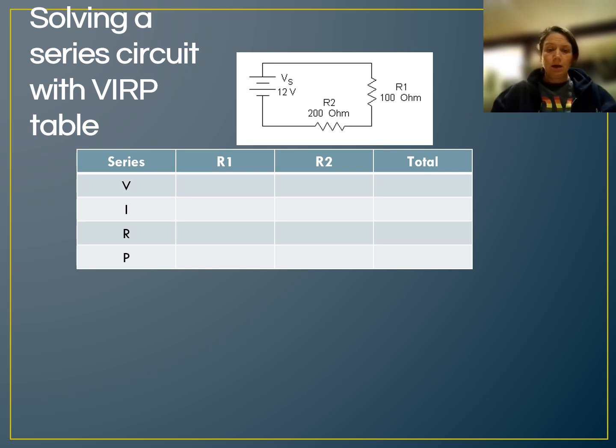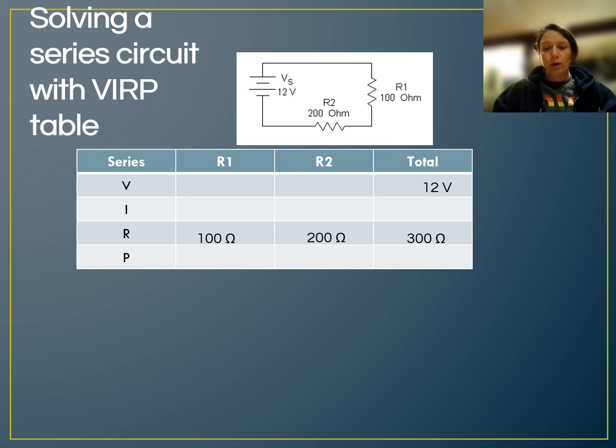But for now, we label our VIRP on the left, they stand for voltage, current, resistance, and power, and then on the top we label each of the resistors in the circuit as well as a column for the total circuit values. I'm going to put in my known values right away. I know that 100 ohms is R1 and 200 ohms is R2, and I know that the total voltage provided to the circuit, because there's only one battery, is 12 volts.